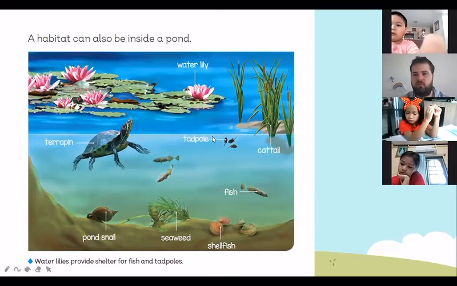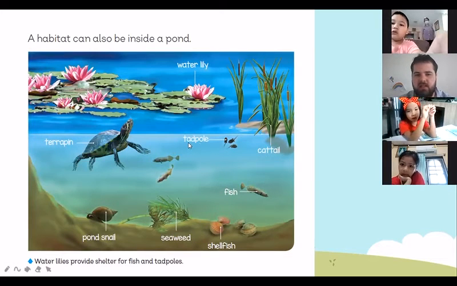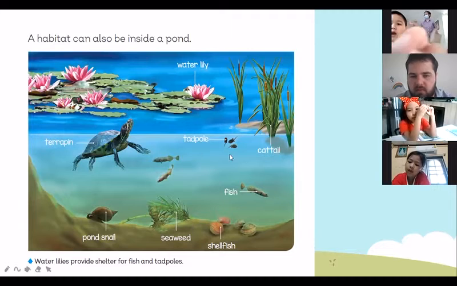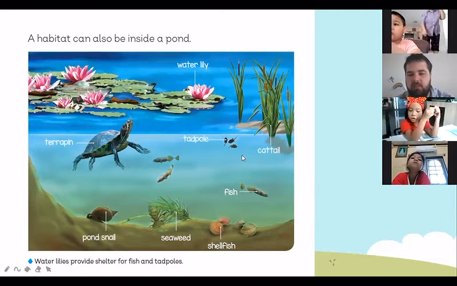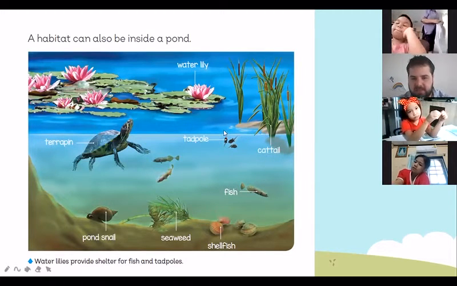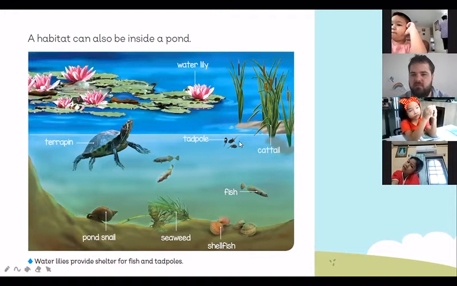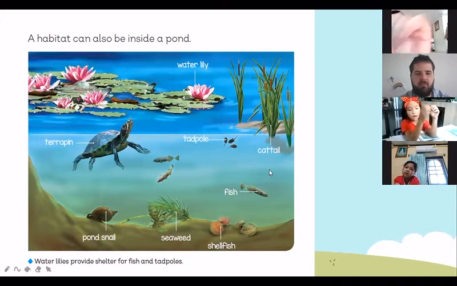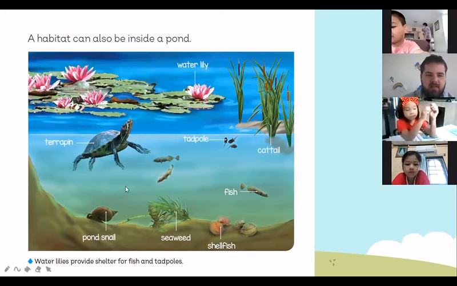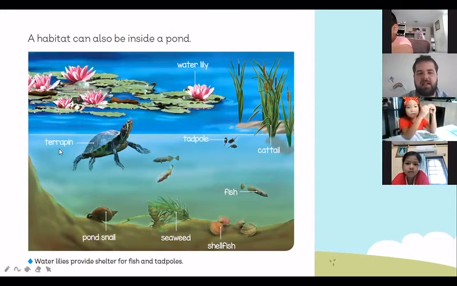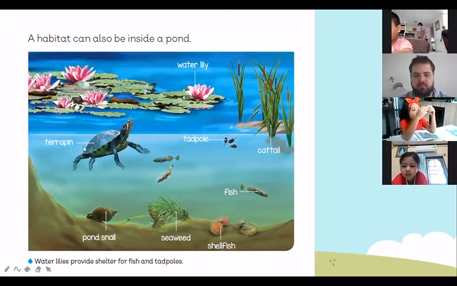Tadpole. Tadpoles are baby frogs. This is a baby frog. Yes, a tadpole. Wow. And our last animal is called a terrapin. Terrapin. Turtle. Very good. Now the plants that live in a pond.